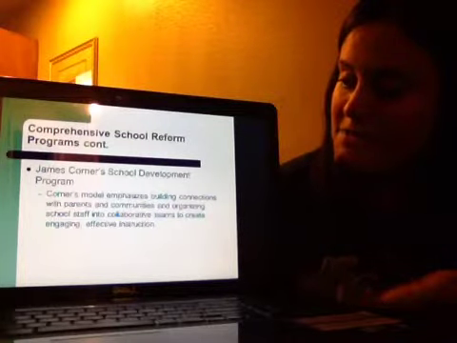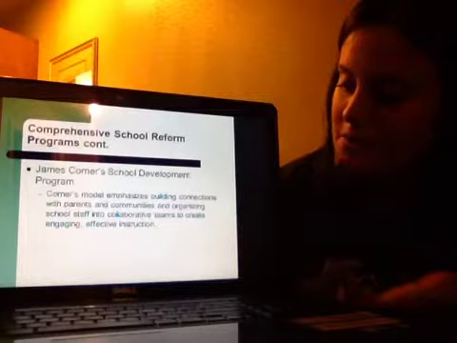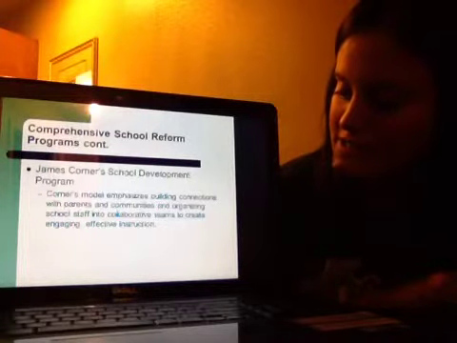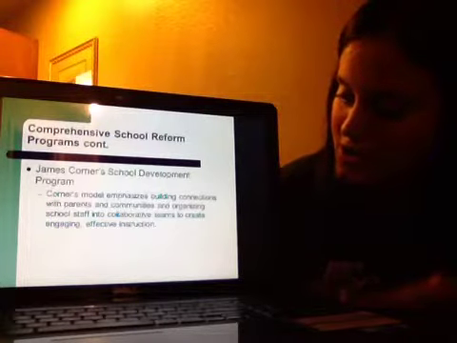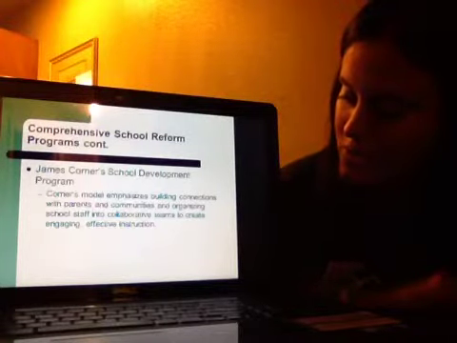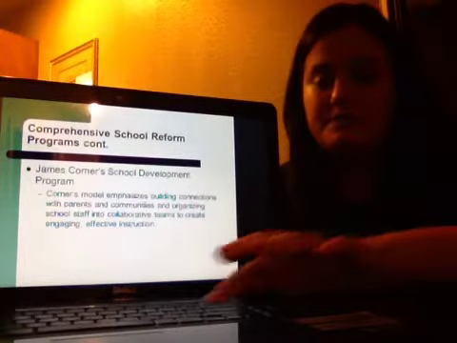Another program that's been used is the James Comer School Development Program. Comer's motto emphasizes building connections with parents and communities and organizing school staff in collaborative teams to create engaging, effective instruction.